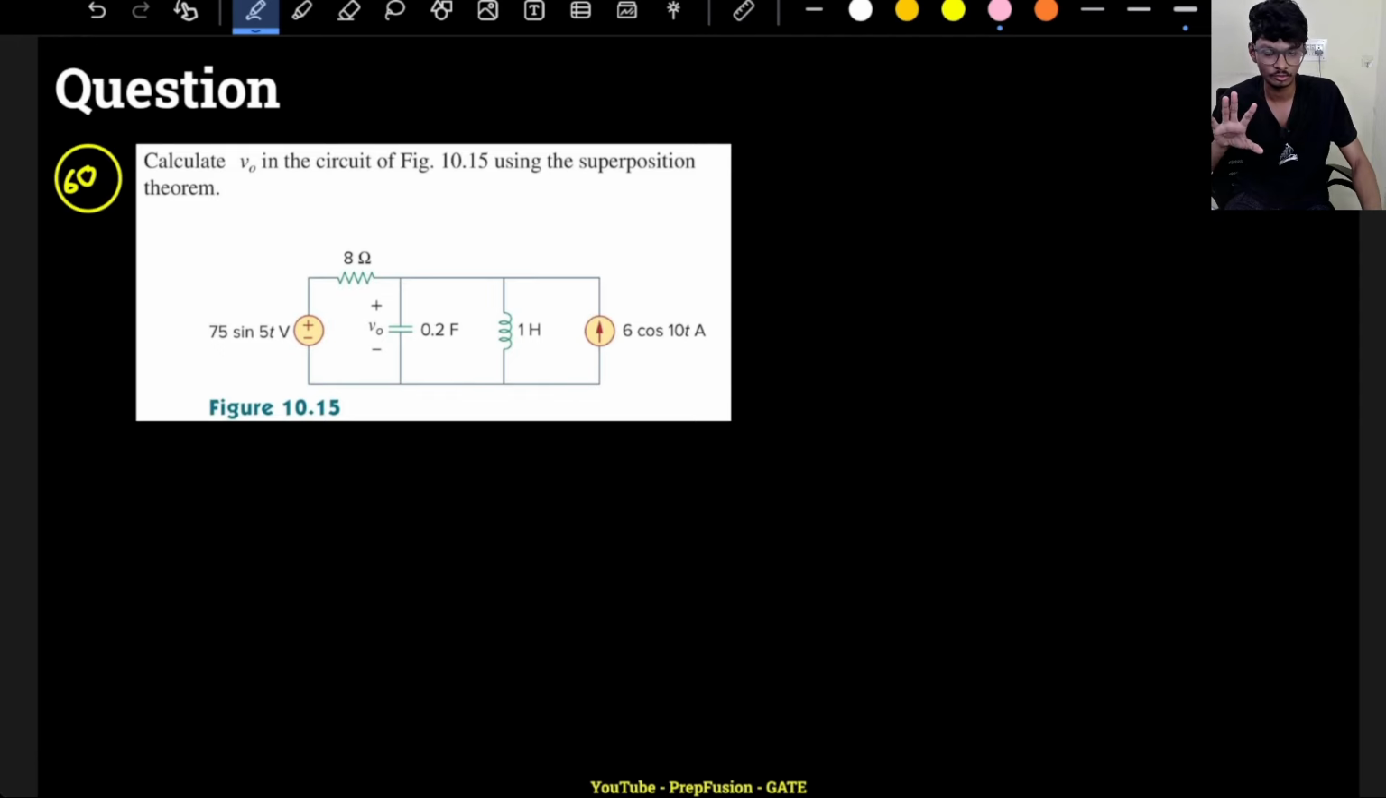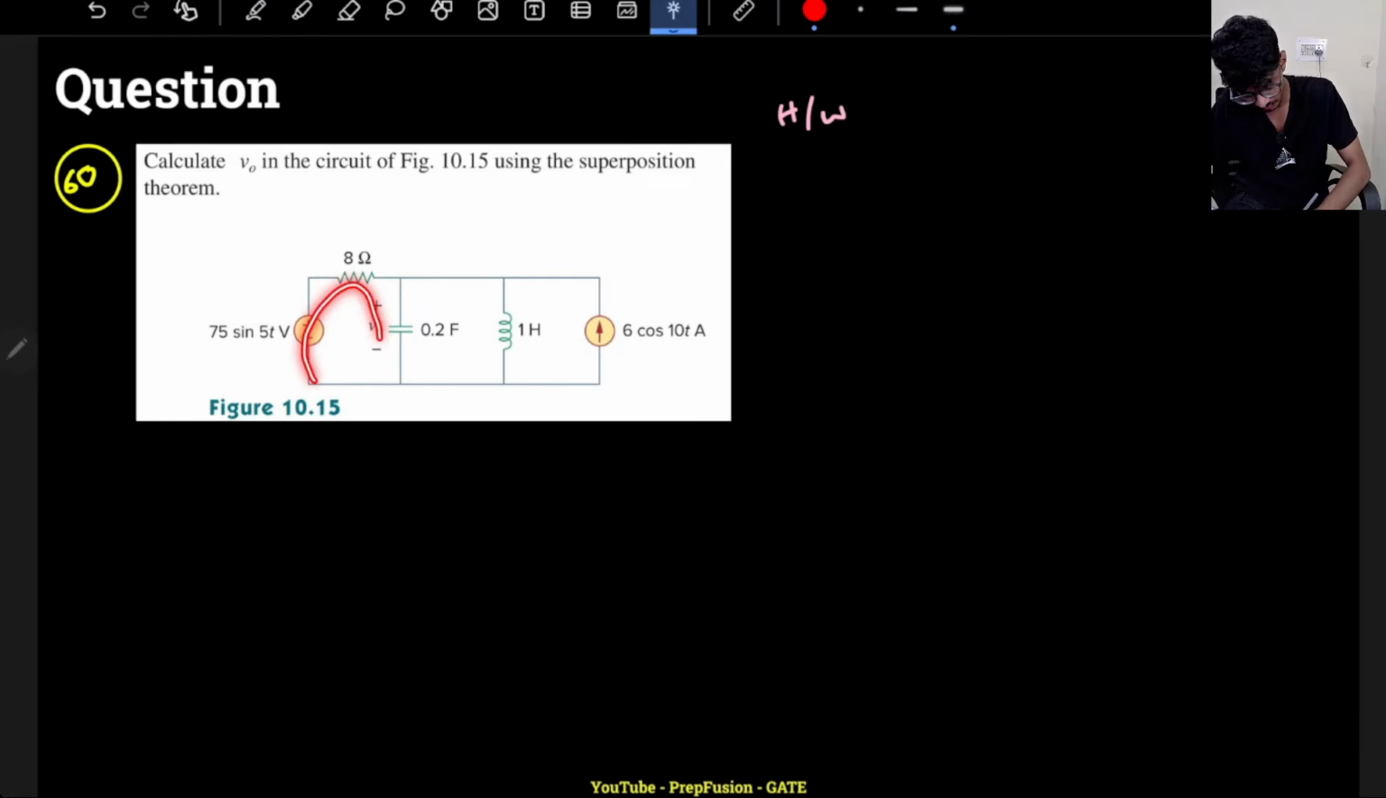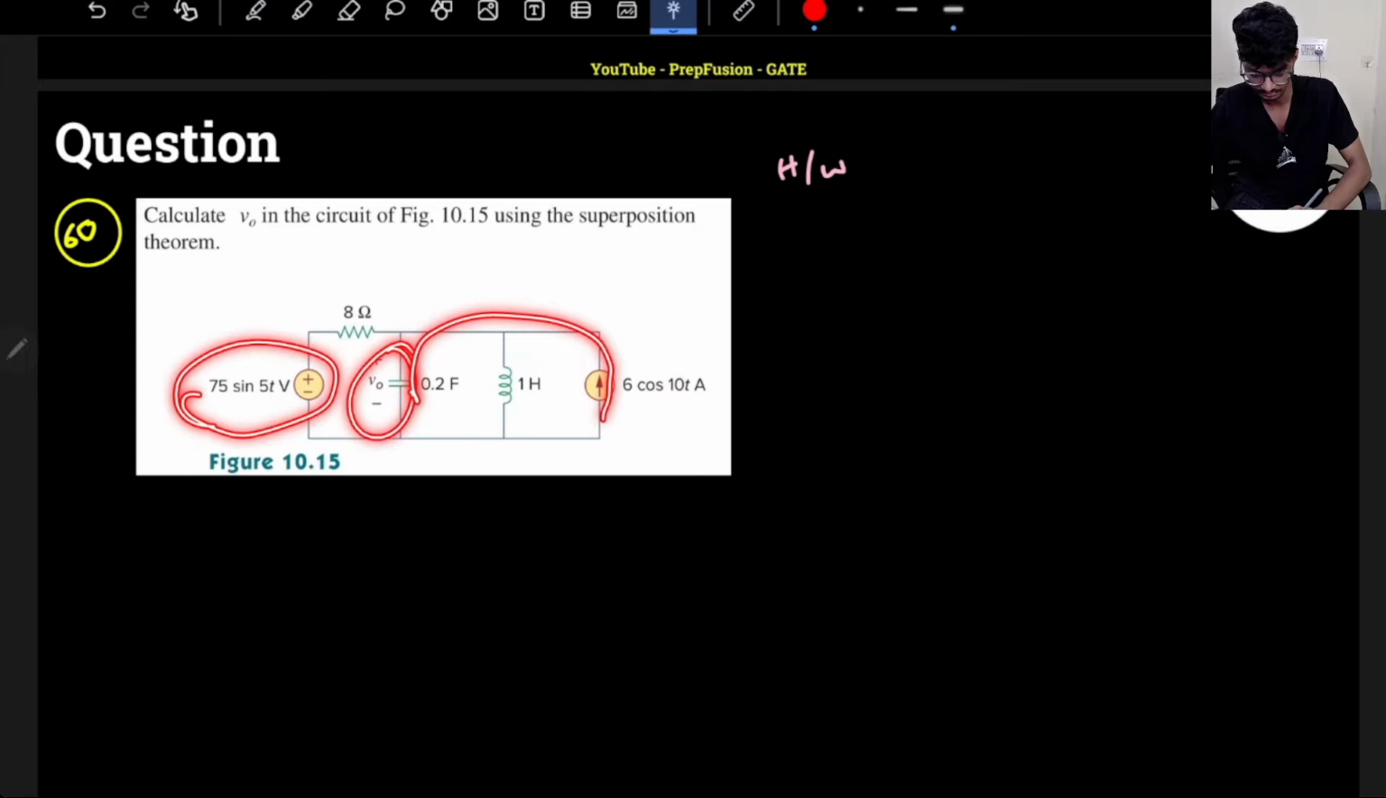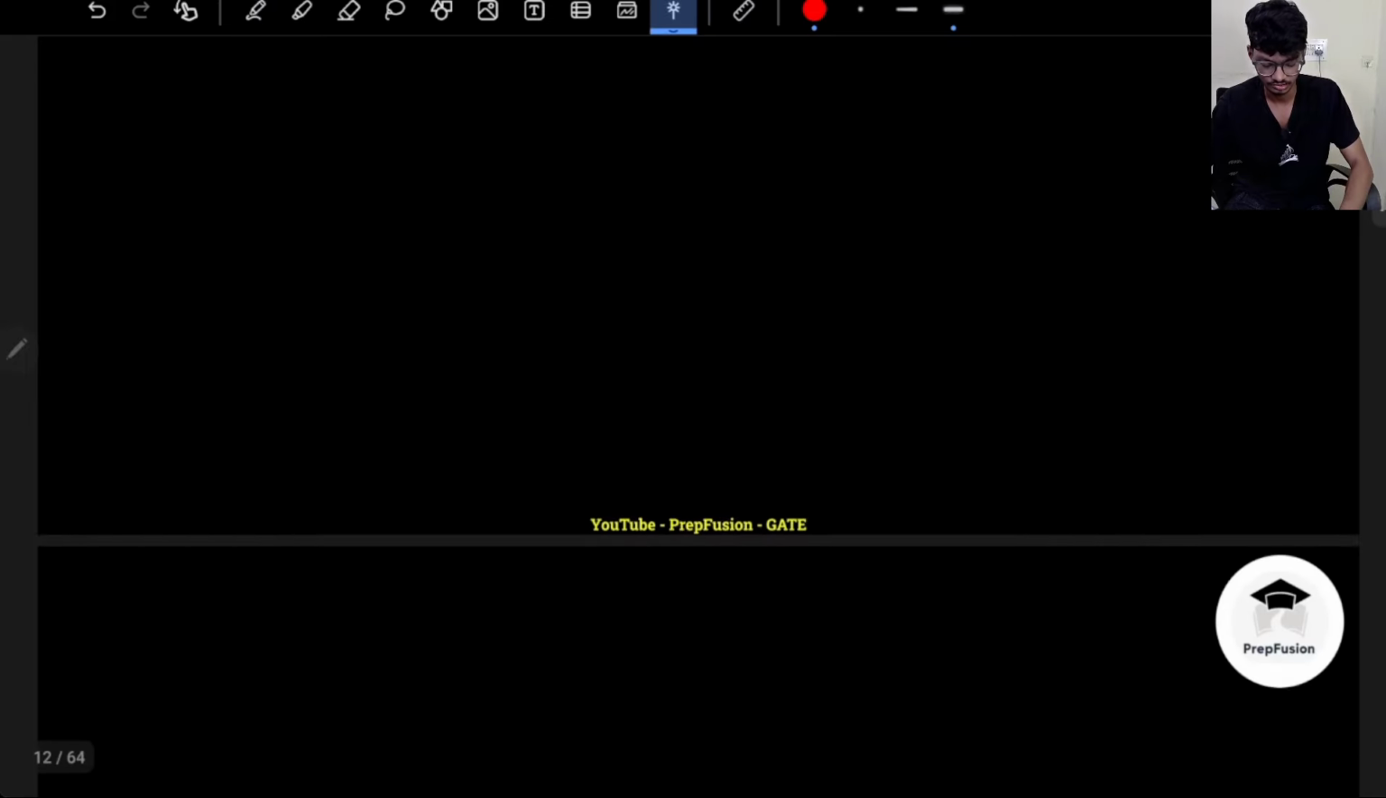I wanted to give you homework because these are very simple questions, which we will solve in the next lecture. So you try to calculate the value of VO with the help of the superposition theorem. First you calculate the value of VO for this source, making the other source inactive, then you calculate the value of VO making those sources active and this one inactive. Okay, so from there you will proceed.